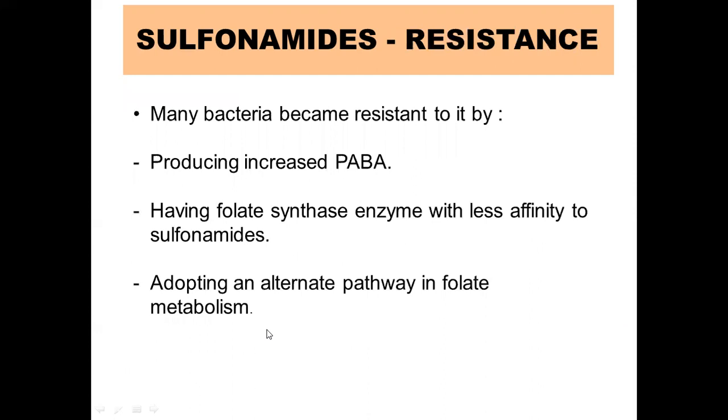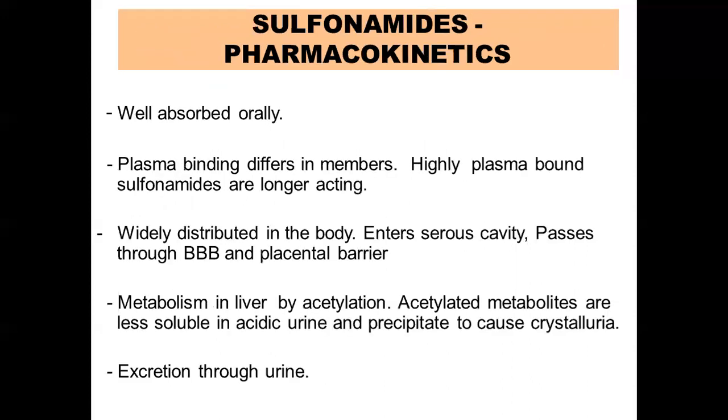Now, I told you in the beginning of the class that many of the bacteria have developed resistance against sulfonamides. How do these bacteria develop resistance? This is mainly by producing an increased quantity of PABA. You already know that competitive antagonism is always superseded by increased production of the substrate or the agonist. So they can produce an increased amount of PABA, which can overcome the inhibition due to sulfonamide. Some bacteria have a folate synthase enzyme with less affinity to sulfonamides, and some have developed an alternate pathway of folate metabolism. By all these mechanisms, bacteria can develop resistance to sulfonamides.